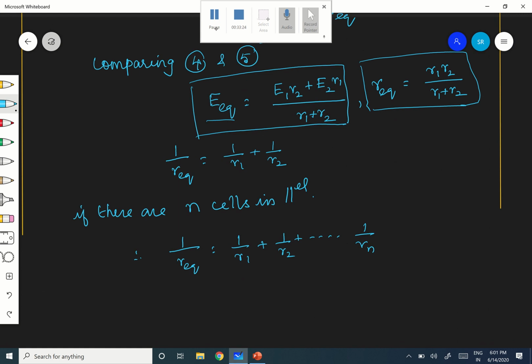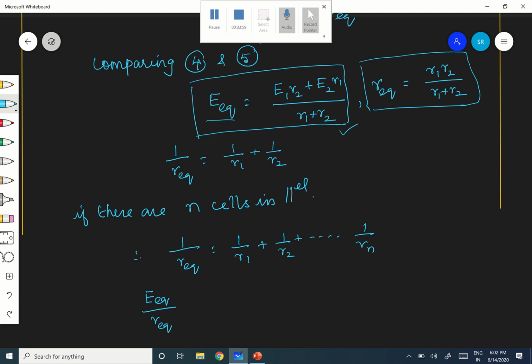But the problem comes once you go for E equivalent. E equivalent for 2 cells is easy: E1 R2 plus E2 R1 divided by R1 plus R2. But for n number of cells, you cannot give the expression in this way, correct? So what I am going to do is, instead of giving E equivalent, for n number of cells I am going to give only E equivalent divided by R equivalent.